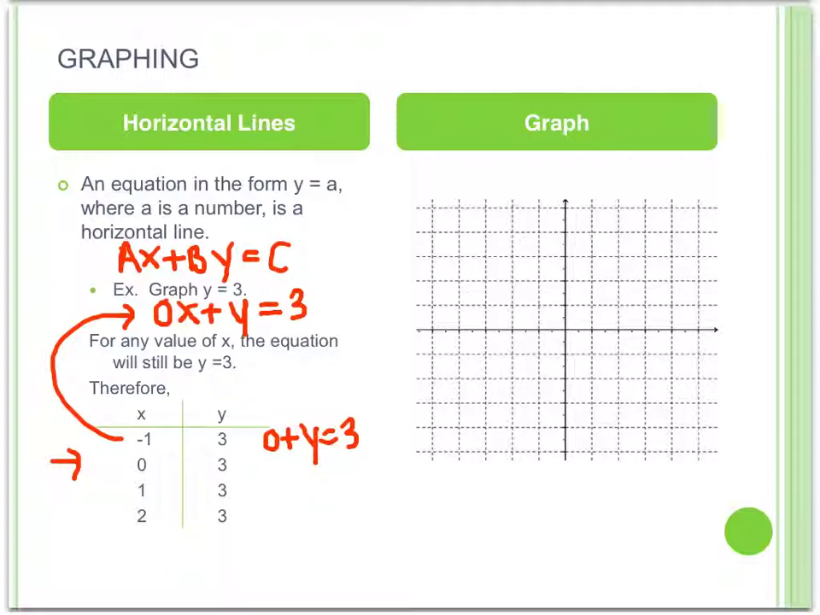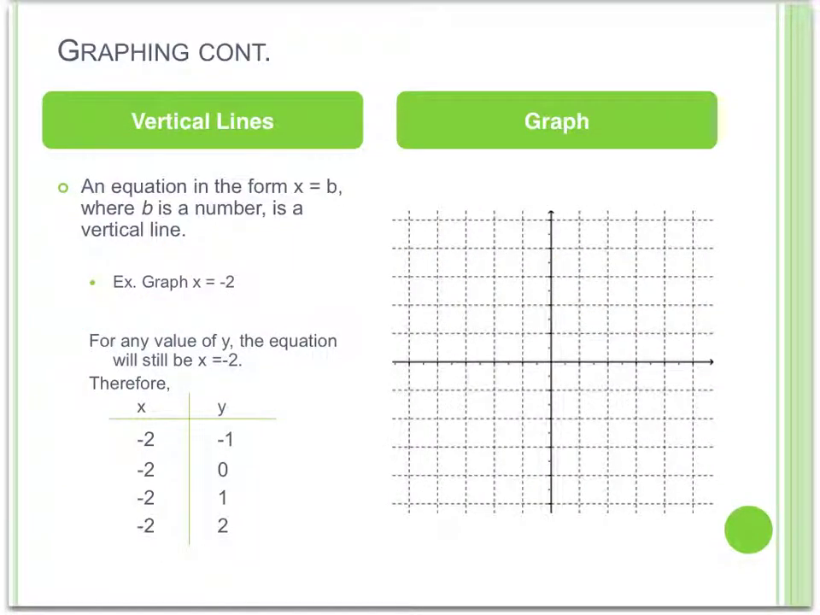So from the origin, we would go to the left 1 and up 3. So we plot this point. Next, we have x equals 0. Again, if we plug that into the equation, we're left with 0 plus y equals 3. This point on the graph would be here. And if we continue to do so for other values of x, we find that this line is a horizontal line at y equals 3.